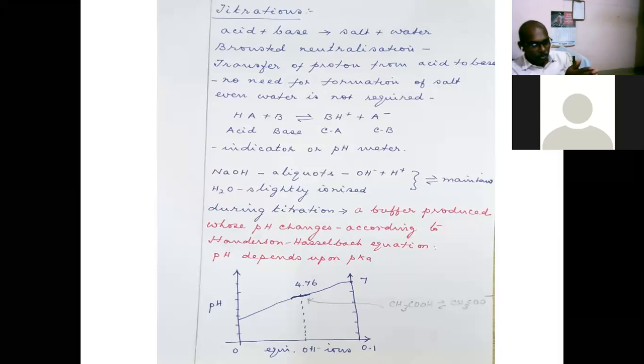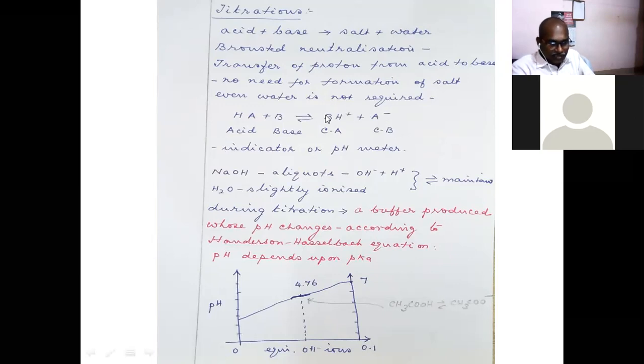Therefore, there is no need for formation of the salt. Even water is not required for this reaction. If you take HA as an acid and B as a base, what is formed is BH plus. This BH plus is the conjugate acid, where A minus is the conjugate base. So we are getting a conjugate acid and a conjugate base and the acid and the base.